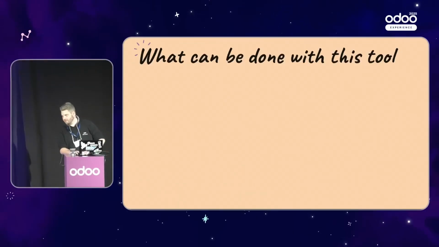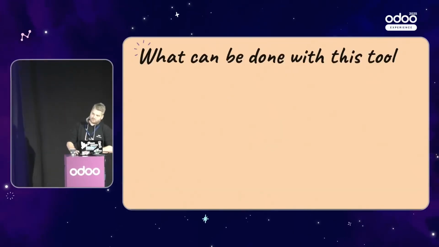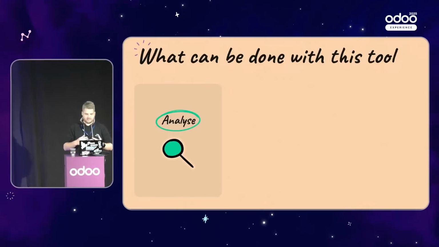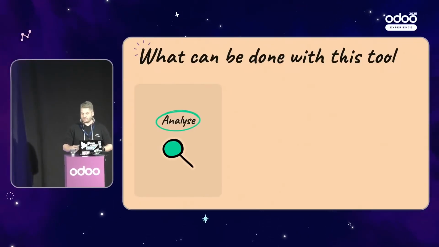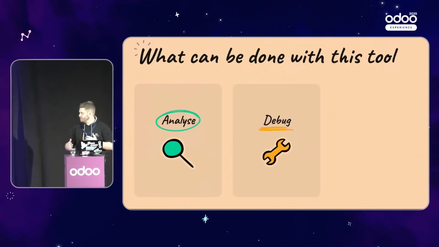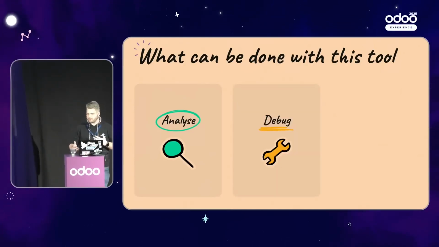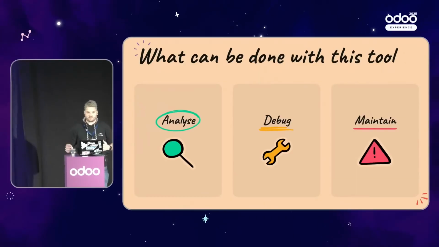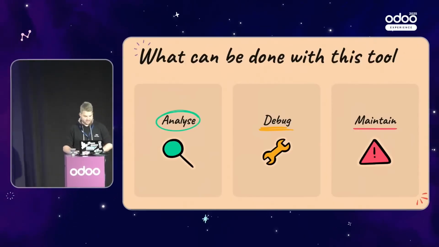So what can be done with this tool? I will cover here three aspects. The first will be analyzing: test code, visualize what the ORM is doing, benchmark, fetch raw data, debug, do breakpoints without even having to restart the server. And the spicy part, maintain: live deploying new features, live fixing problems, unlocking heavy crons, stuff like that.